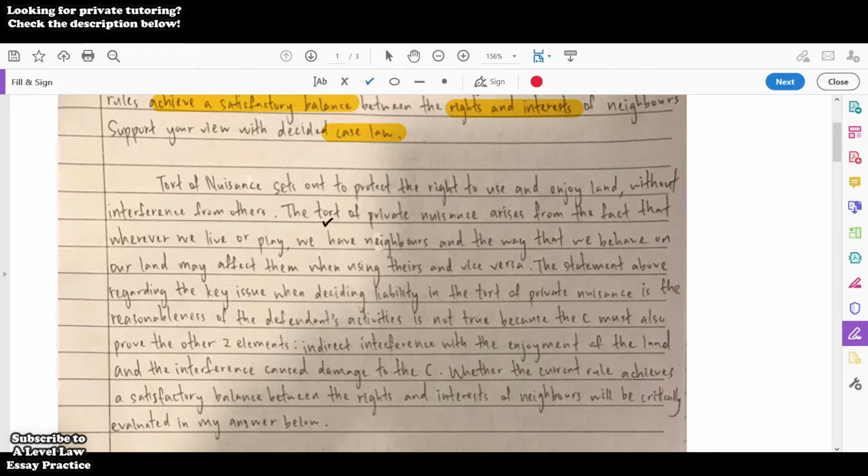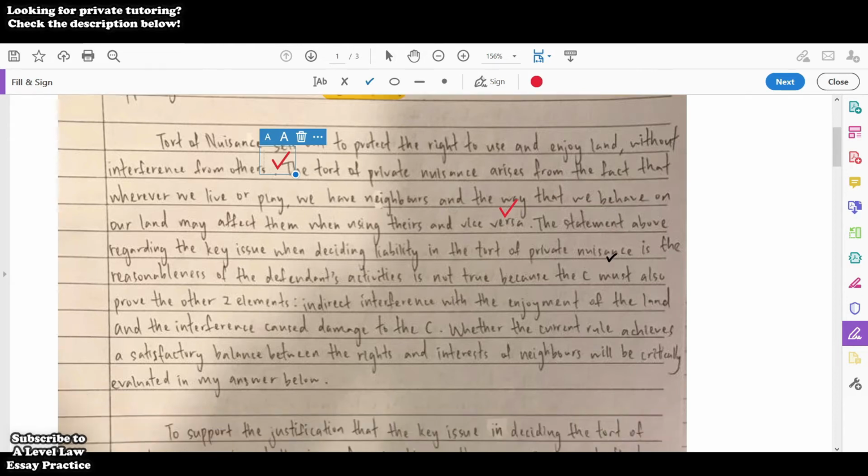So the tort of nuisance sets out to protect the right to use and enjoy land without interference from others. The tort of private nuisance arises from the fact that whenever we live or play, we have neighbors, and the way that we behave on our land may affect them when using theirs, and vice versa. All right, good. This is a more or less good introduction, also a definition of the tort of nuisance first.